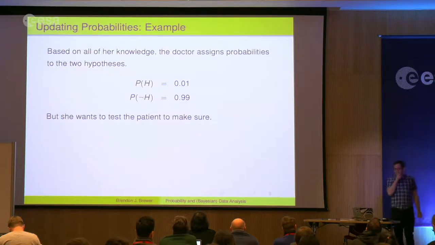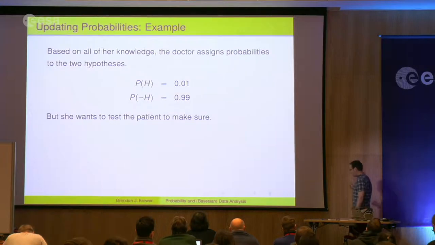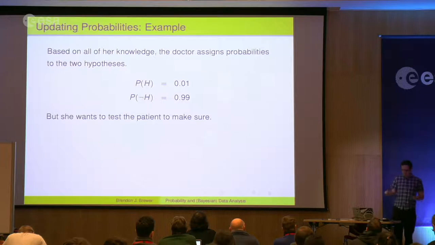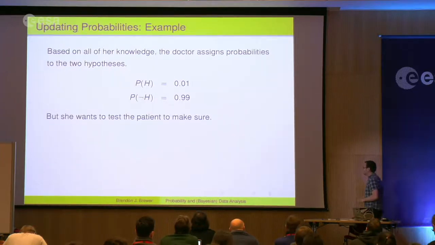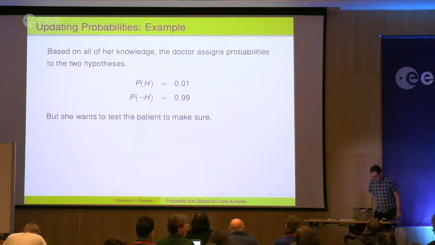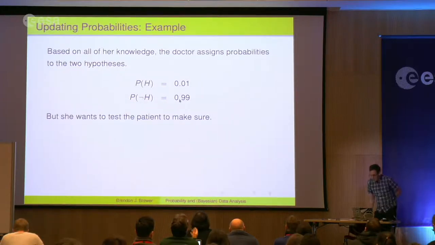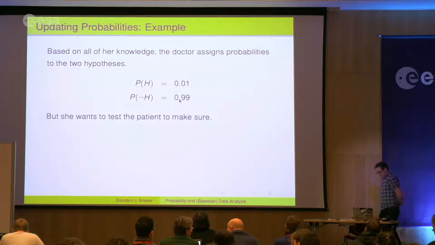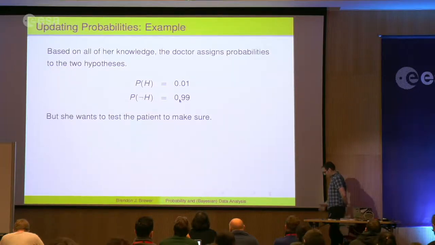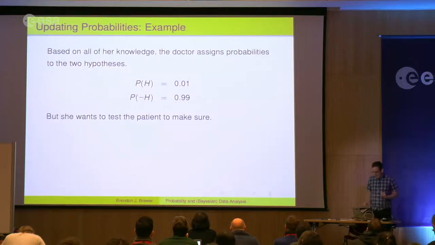I want to emphasize that the plausibility that one person has a disease and the frequency with which that disease exists in the population are two different concepts, even though you might assign them the same value. But probability theory applies to both of them. Okay, so if it's 0.01 for H, then it must be 0.99 for not H. That's our prior distribution that describes our ignorance before we had any data.